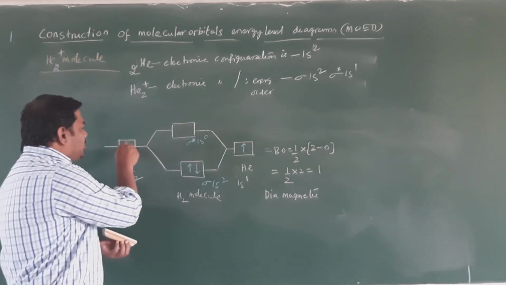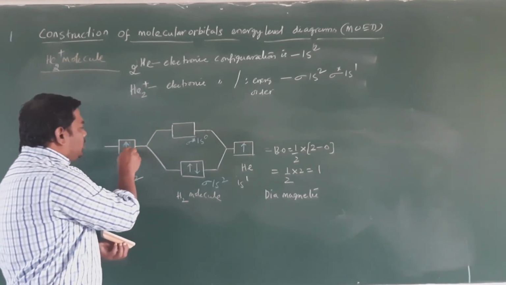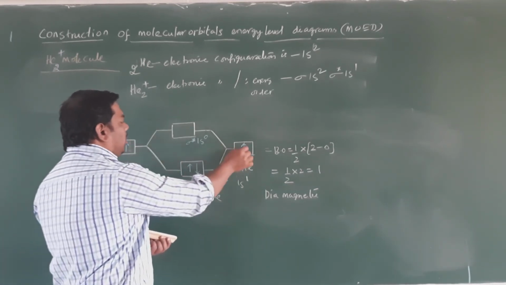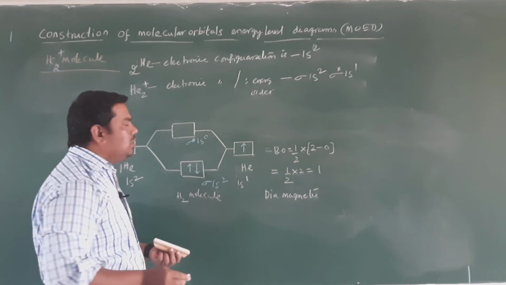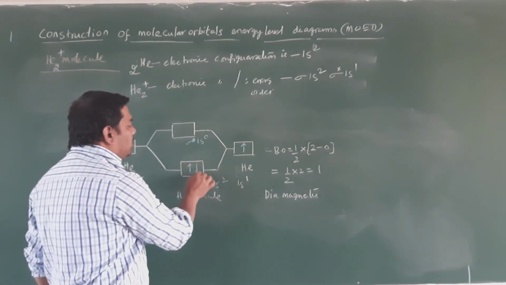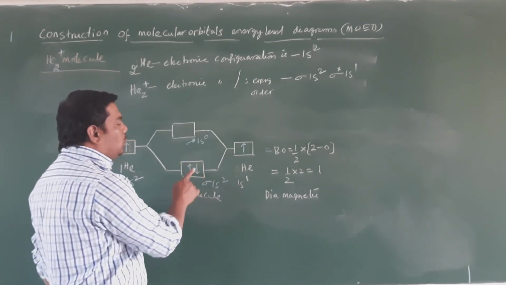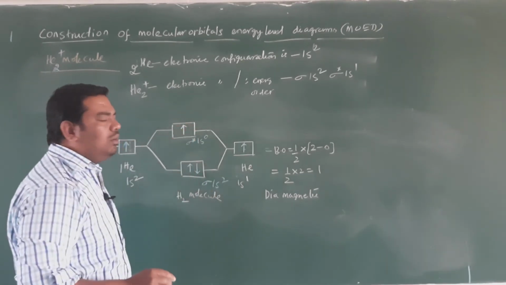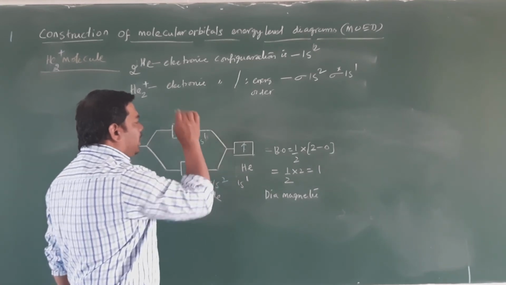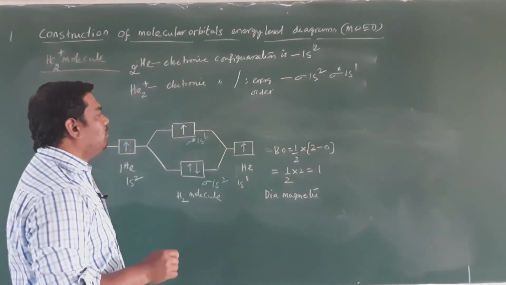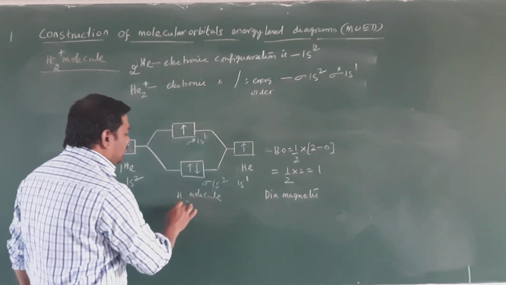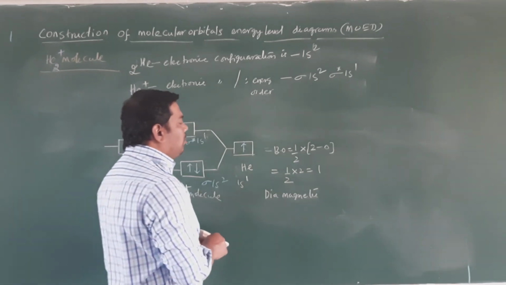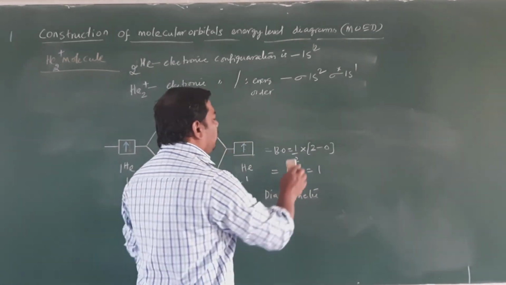Here this is the paired up electron, student. Here we have 3 electrons. The maximum number of electrons an orbital can hold is 2 only, so the third electron enters the sigma star 1s orbital. Therefore it becomes sigma star 1s1. Clear? So this is the He2 plus molecule. Clear, student? So here what is the bond order?